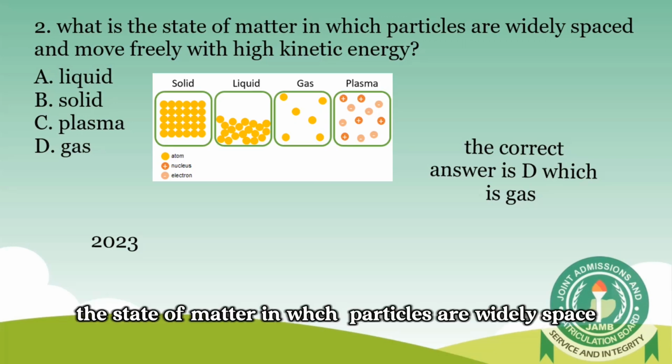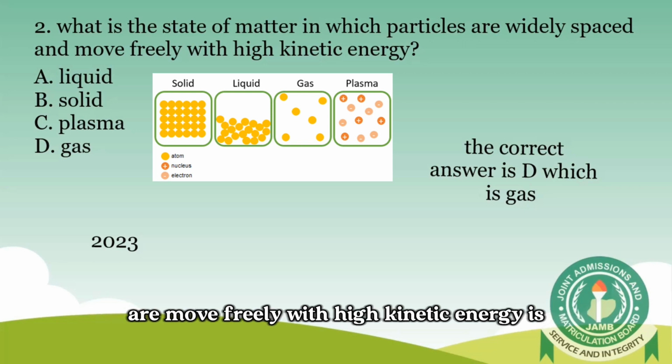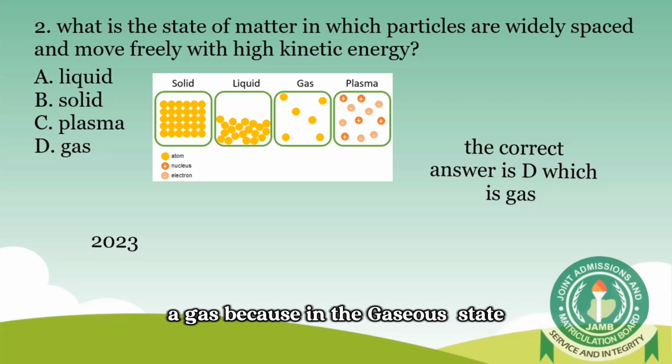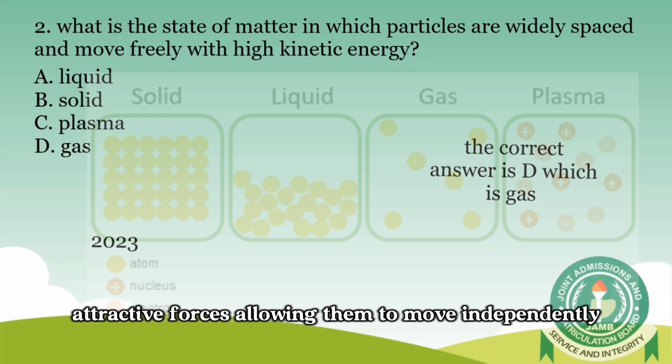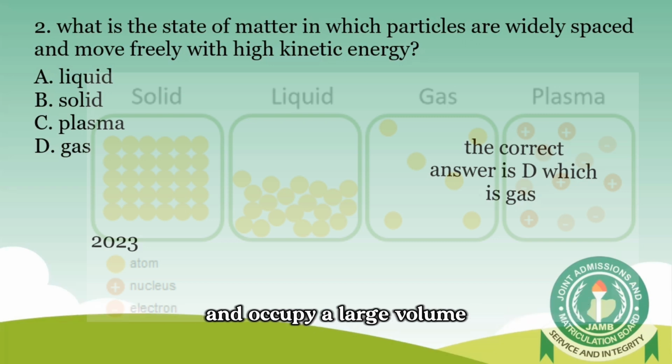The state of matter in which particles are widely spaced and move freely with high kinetic energy is a gas, because in the gaseous state, particles have enough energy to overcome attractive forces, allowing them to move independently and occupy a large volume.